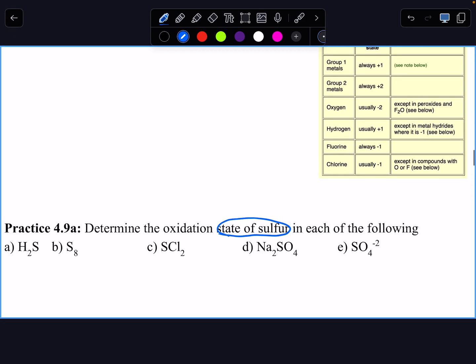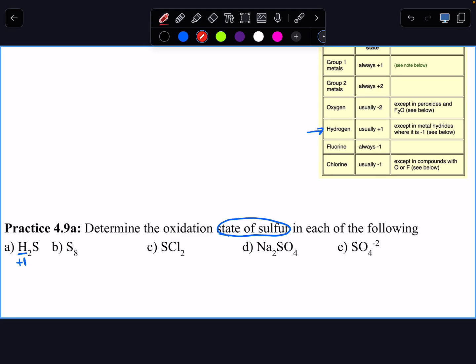So hydrogen has a rule. The hydrogen rule says that it's usually +1. The case where it's not is if it's with a metal, then it's going to be -1. So since it's with sulfur, the rule stands that it is a +1. So I'm going to write a +1 underneath our hydrogen there. That came from our rule list.